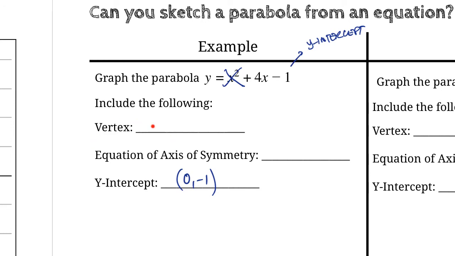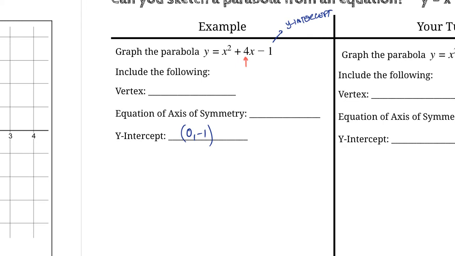How can we find these other two things, the vertex and the equation of the axis of symmetry? Well, there's actually another trick, and that is this b value here, this value in front of the x. That tells us a hint about the axis of symmetry. And the pattern is actually this, that the axis of symmetry is always x equals -b/2. So whatever that b value is, we just make it negative and we divide by 2. That will tell us the axis of symmetry.